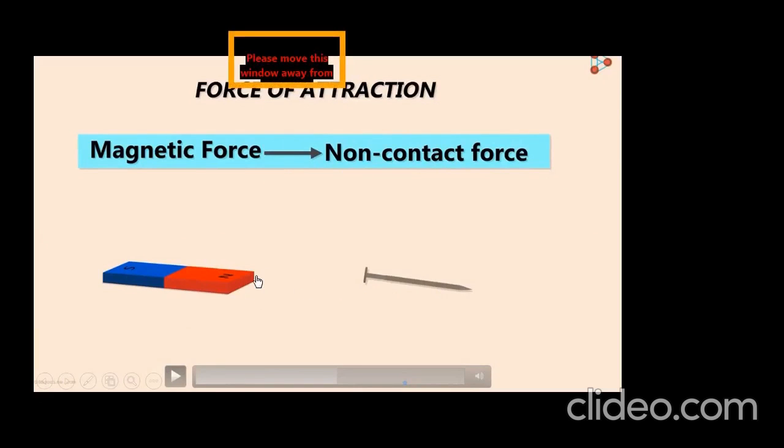It is a type of non-contact force, and since they are a little bit away from each other, even then the magnetic field is produced between these two, and this magnetic field, or magnetic force, attracts the nail towards itself. That's why when we change the direction of this bar magnet, the direction of the nail also changes, or we can say that the nail is changing its direction according to the bar magnet.